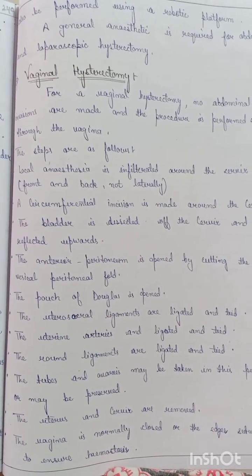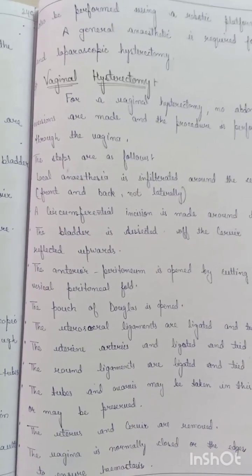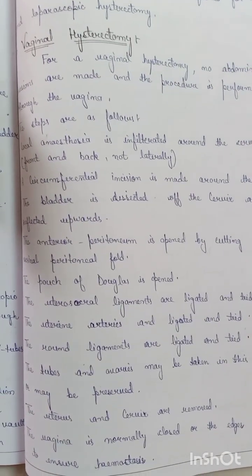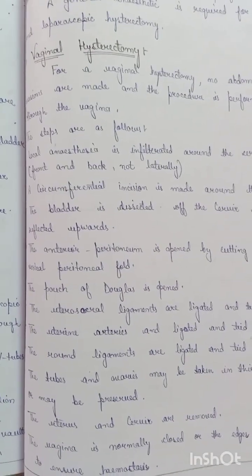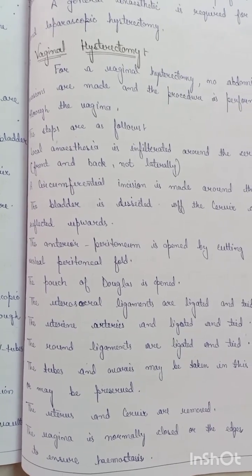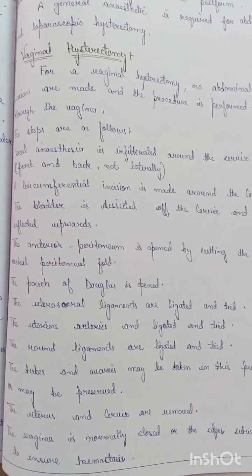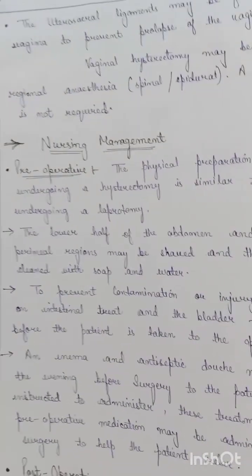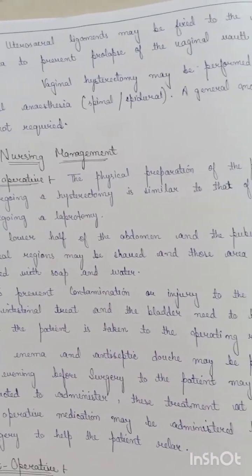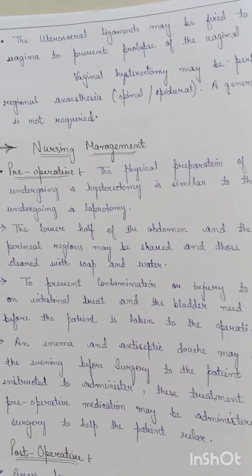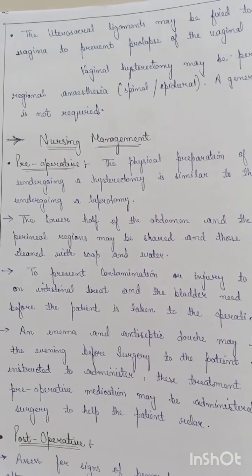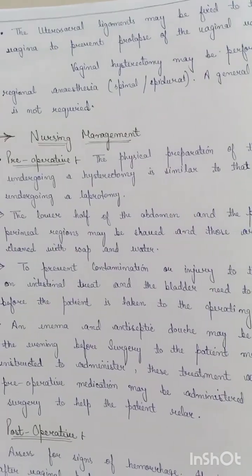The uterosacral ligaments are ligated and tied. The uterine arteries are ligated and tied. The round ligaments are ligated and tied. The tubes and ovaries may be taken at this point, or they may be preserved. The uterus and cervix are removed. The vagina is normally closed, with the edges sutured to ensure hemostasis. The uterosacral ligaments may be fixed to the upper vagina to prevent prolapse of the vaginal wall. Vaginal hysterectomy may be performed under regional anesthesia. A general anesthesia is not required.